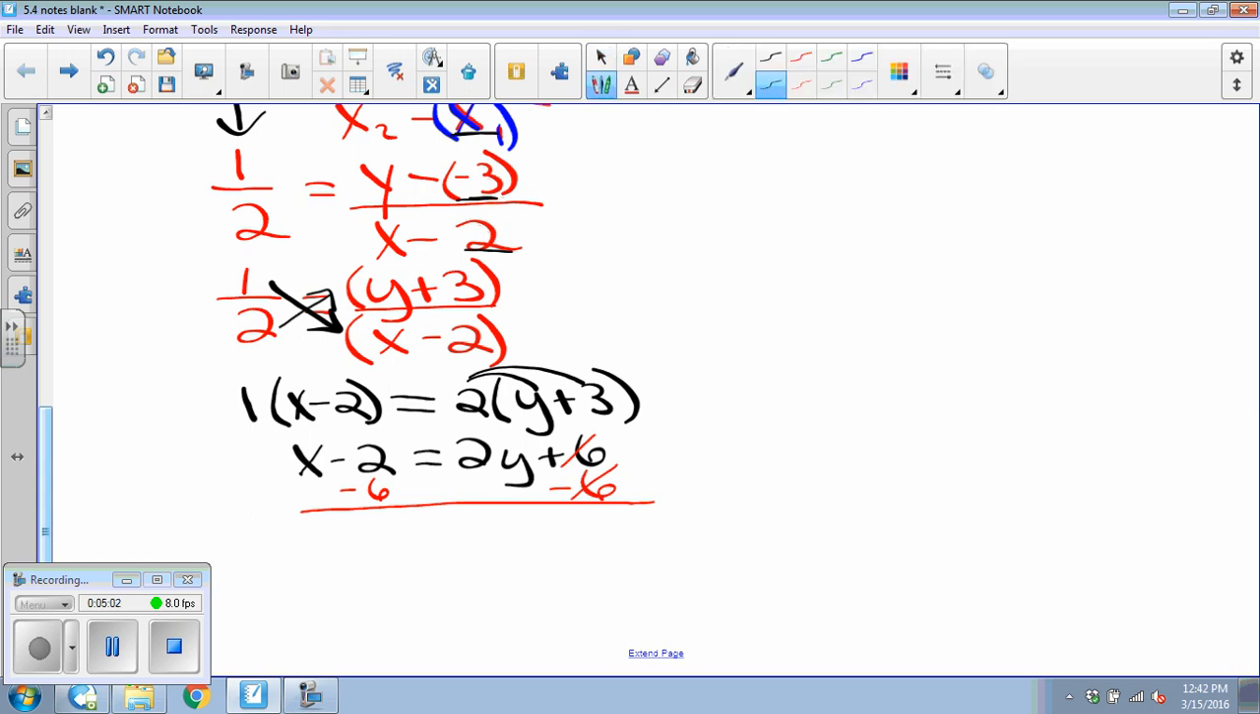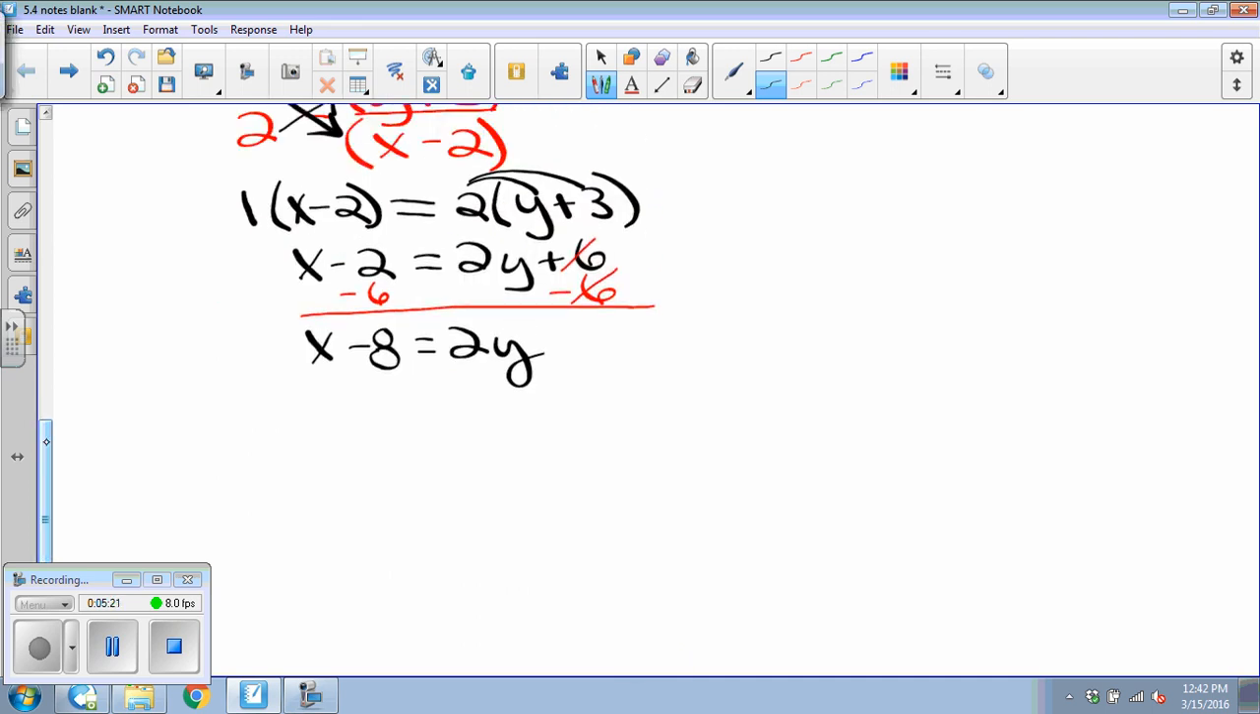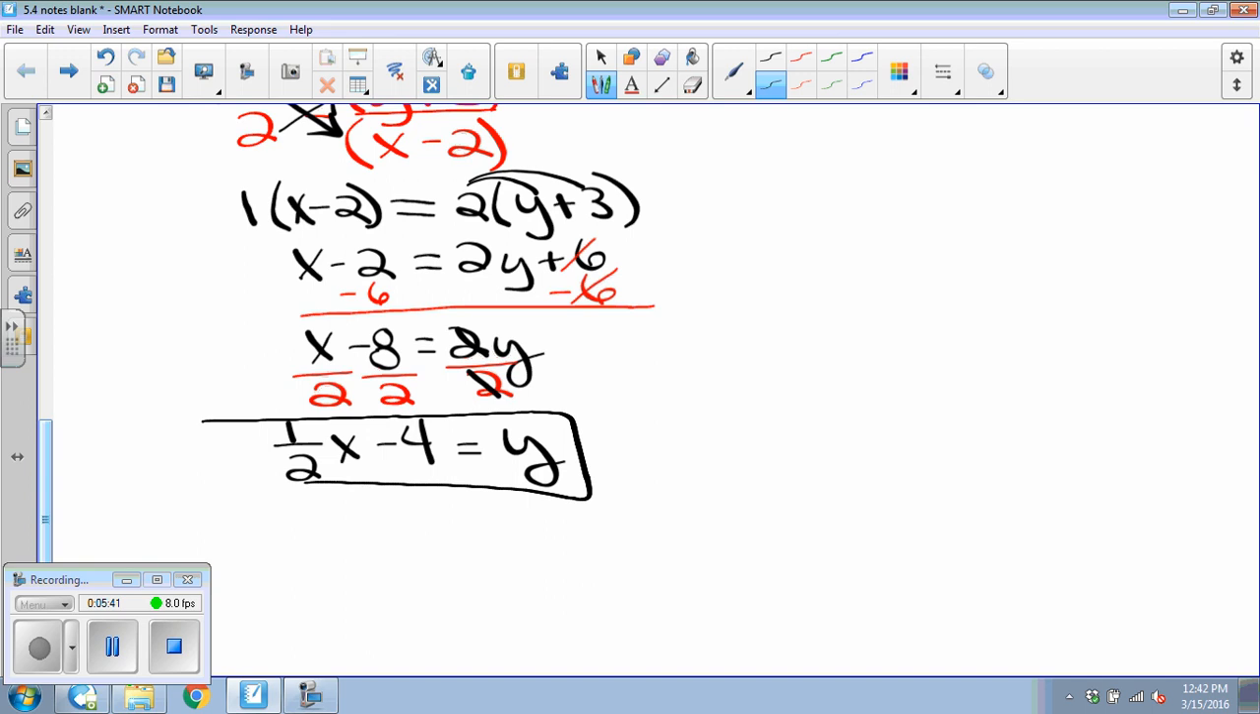Okay, so now I have x minus 8 equals 2y. I don't want equals 2y, I want just equals y. So I divide everything by 2, and then I'm done. Once I divide everything by 2, I'm done. Okay? So divided by 2, divided by 2, divided by 2. So this is 1/2 x minus 4 equals y, because these 2's cancel. That's it. That's slope-intercept form. That's the equation of the line.